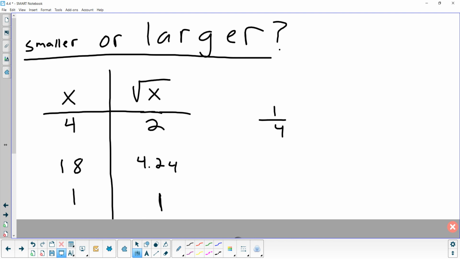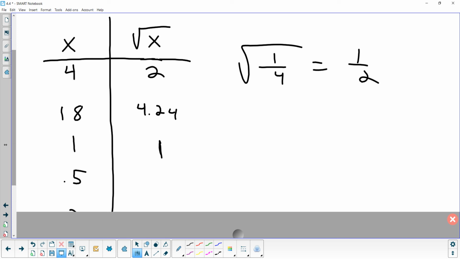What times itself gives you 1/4? Yep. 1/2. What happened in that case? We started with 1/4, we took the square root of it, we got a half. My number got, Tyler? Bigger. Got bigger. It got bigger when you did that.